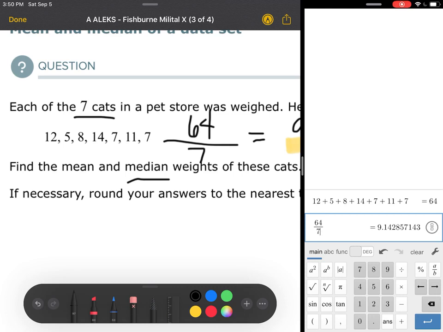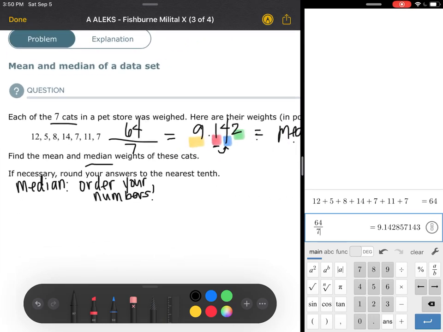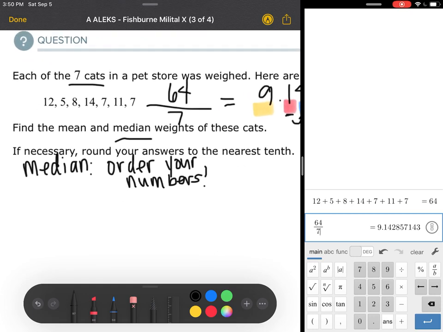Okay, now that the first one's done, it says find the median. So for this one, the first thing you're going to do is write your numbers in order. It is so important. You can't just say, oh, the number in the middle. These numbers aren't in order. So when you find the median, you have to order your numbers. Okay, you have to. If they're not in order for you already, then you have to order them.